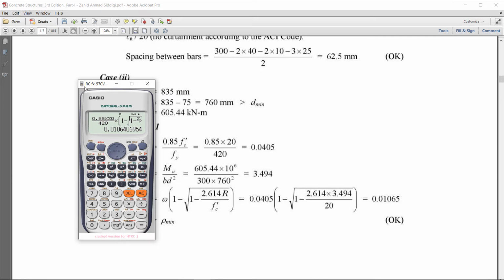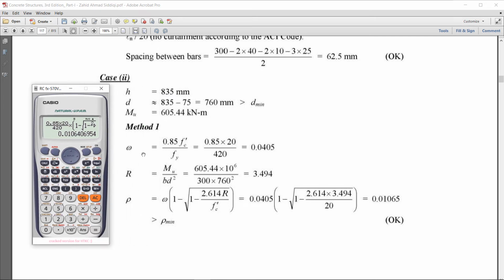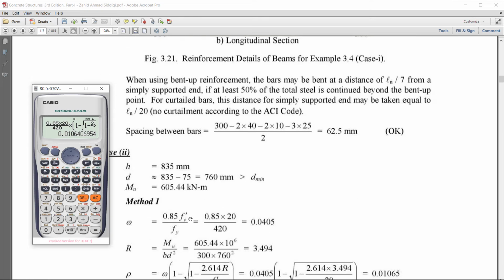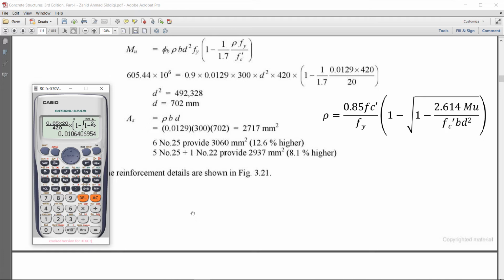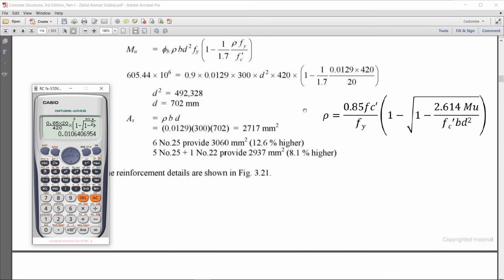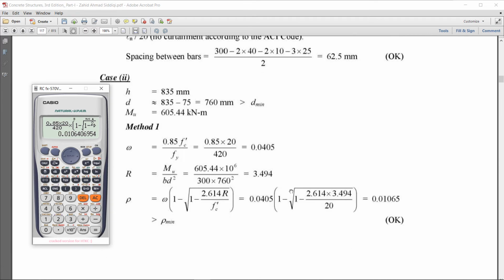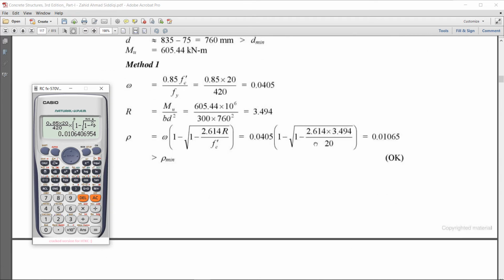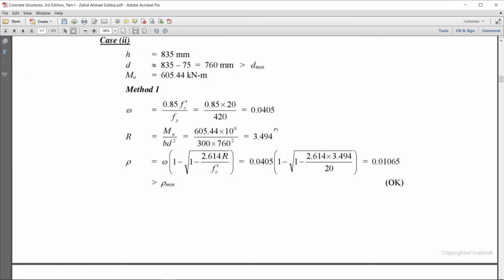You can use the exact formula, and you do not need to calculate omega r. You will put in all the parameters and get the rho that is greater than rho minimum. And the rho maximum value is 0.0129, which is greater. So our provided steel is greater than rho minimum and less than rho maximum, so that is okay. That is method 1.